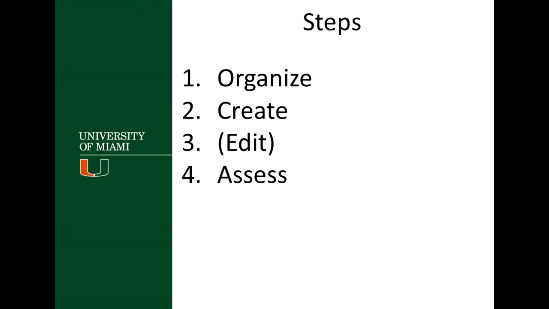The steps I'm going to go over on creating a wiki are organizing beforehand, creating the wiki. There's another step of editing the information and adding it, and I'm not going to go over that very much. I'll just show you where it is, but after we've created the pages, I think editing will be pretty obvious. And then assessing the contributions of the different students or different participants in the wiki. And Blackboard has some really nice features there.